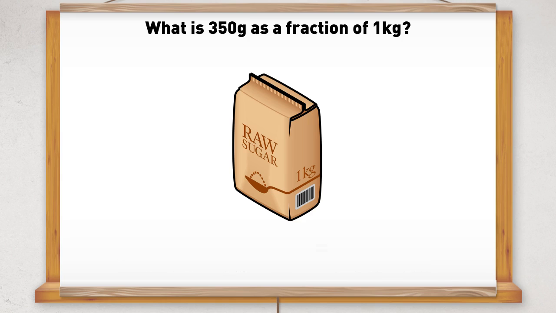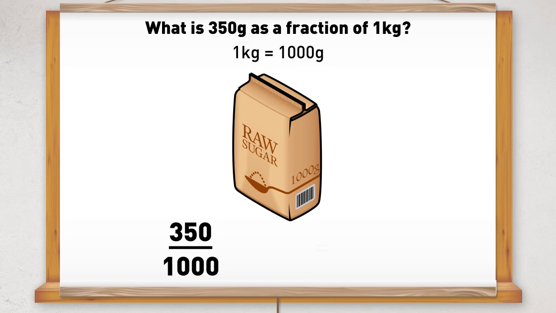We need to remember that 1 kilogram equals 1,000 grams. So instead of writing 350 grams out of 1 kilogram, we write 350 out of 1,000. And now I can cancel down until I get the fraction in its simplest form.